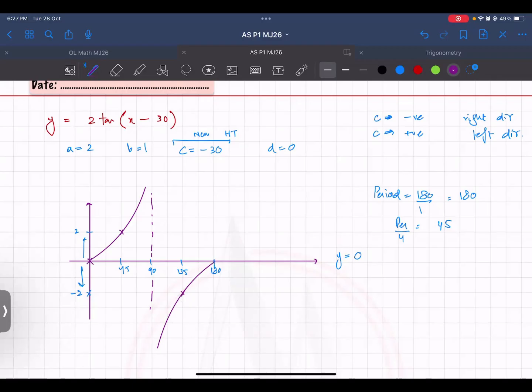This is the graph when we did not have any -30. When we did not have any c, forget about the c, this would be the graph. Now if I want to incorporate the effect of c over here, what will I do? We know that the c is -30, and I told you when it is negative we move it to the right side. So this means that my entire graph will move 30 units to the right.